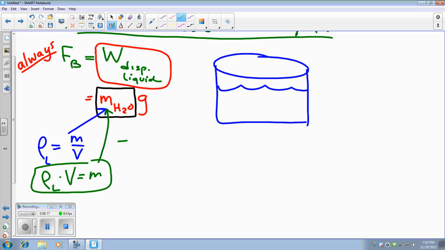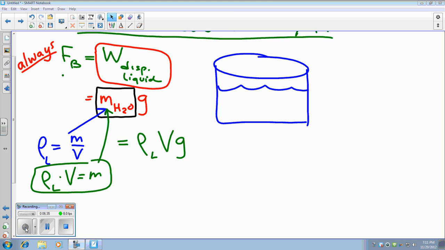So I get a new equation now for the buoyant force again, still working up here. And we see that we've got the density of the liquid multiplied by the volume, multiplied by the gravity. Now you may be asking yourself, wait, what is V equal to? What is V equal to? And V is going to be equal to the volume of the water displaced. The volume of the water displaced.